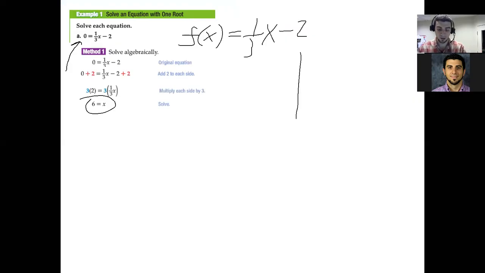If you graph the function, it would look, no, it would not look like that. Undo.